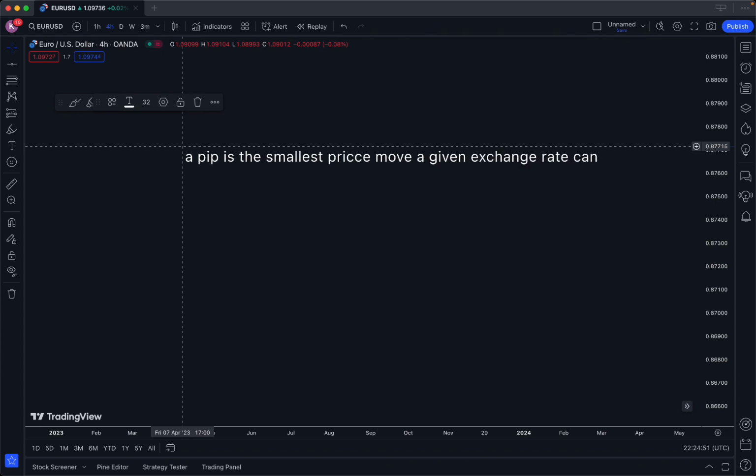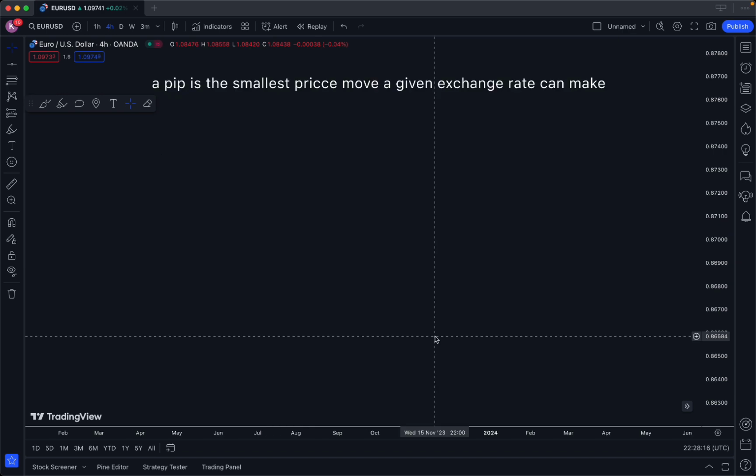A pip is the smallest price move a given exchange rate can make. Example, the exchange rate of Euro USD on Monday was 1.0750, but two days later, the exchange rate is 1.0761.